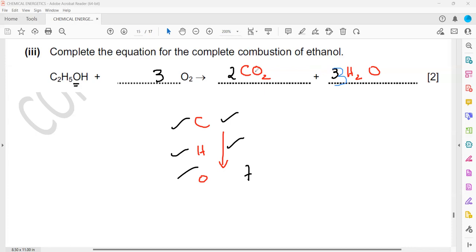If you start with hydrogen or oxygen, I'm not saying you will get a wrong answer. It's just that you may not be able to balance it in a short time, right? So these are the tricks. For a combustion equation, it's carbon, hydrogen, oxygen. For a normal acid-base equation, it's oxygen, hydrogen, and other elements.